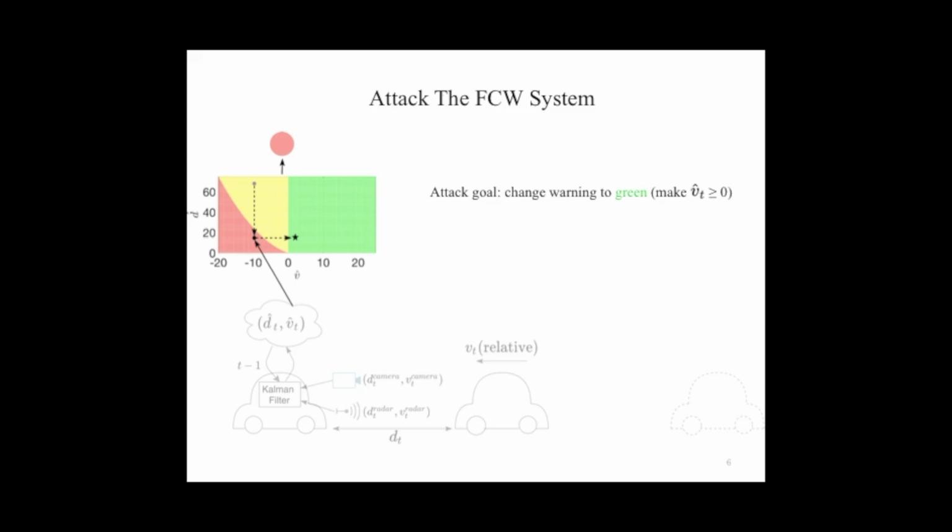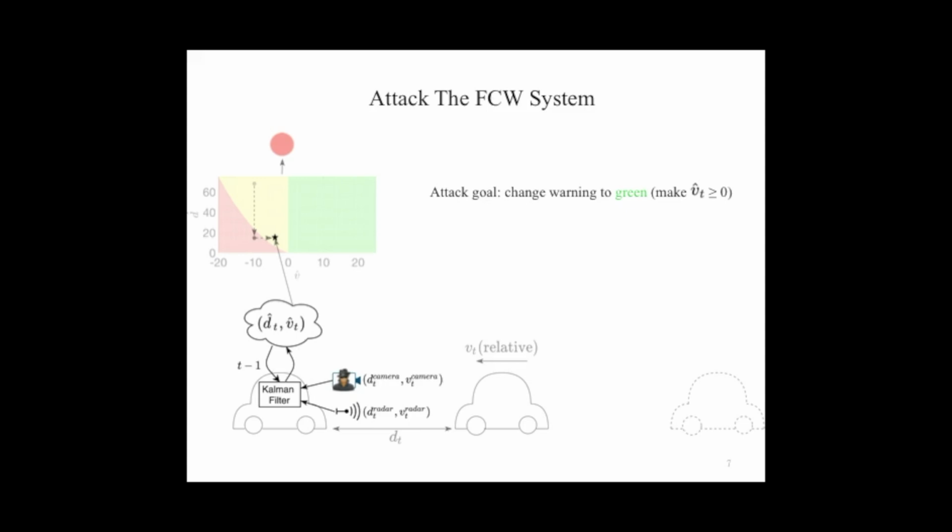But the question is, how realistic can this attack be in practice? To answer this question, we first need to define our attack surface on the FCW system. And this is going to involve both the sensors and the Kalman filter. In particular, in this talk, we assume the attacker has the ability to manipulate the measurement recorded by the camera. We make this assumption because nowadays there have been plenty of papers on adversarial examples where the attacker can perturb the pixels in the image to cause a different output. This matches what happens for the camera.